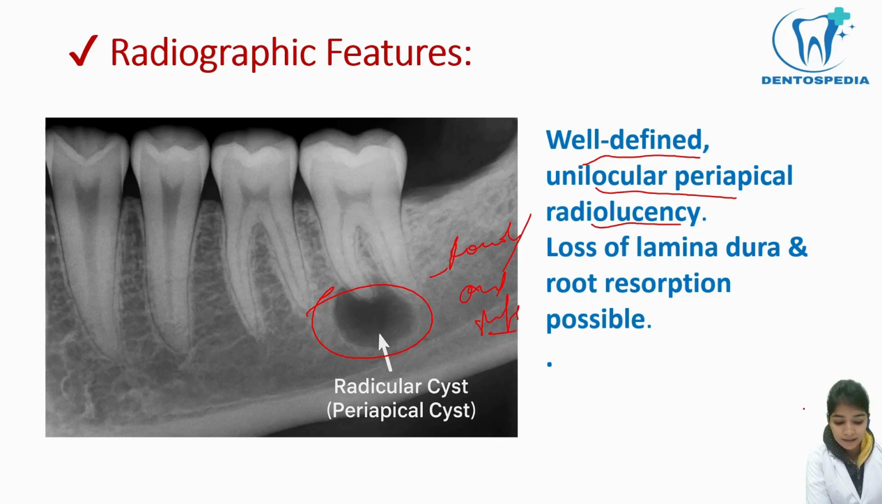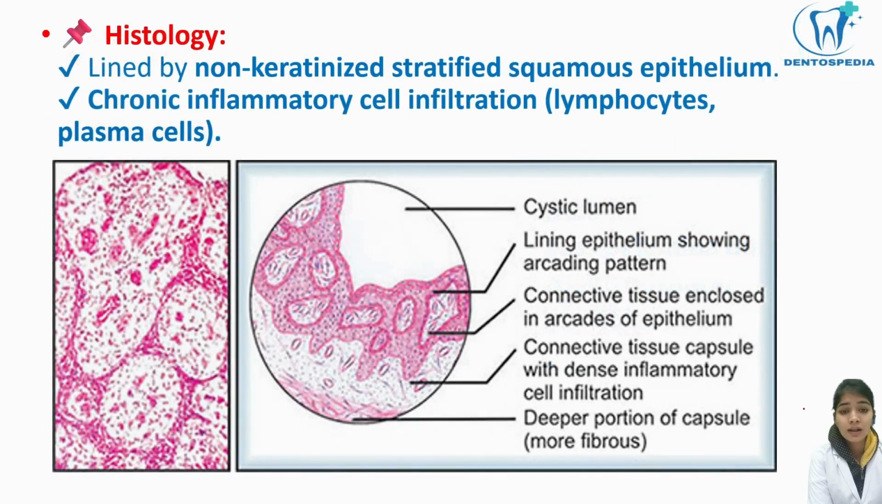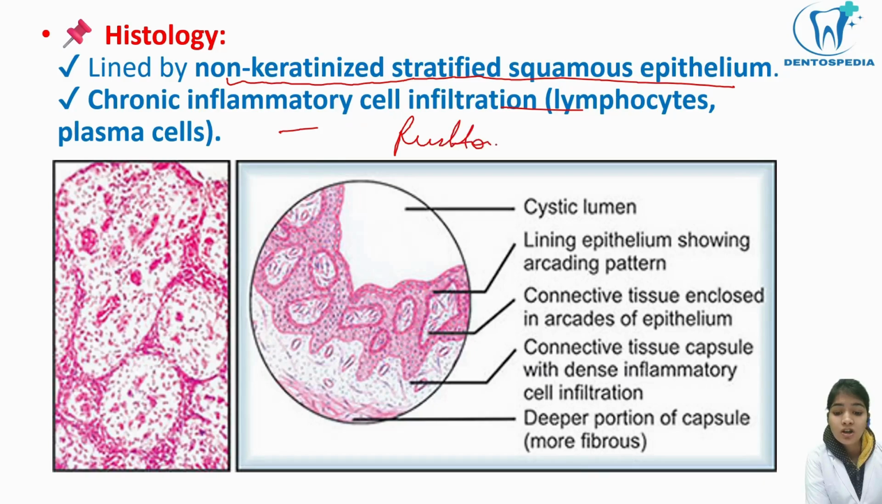Now, see the histological features. You can see the cyst is lined by non-keratinized stratified squamous epithelium. The cyst wall contains chronic inflammatory cells like lymphocytes and plasma cells. Now, there will be cholesterol clefts or Rushton bodies. You can see Rushton bodies may be seen.